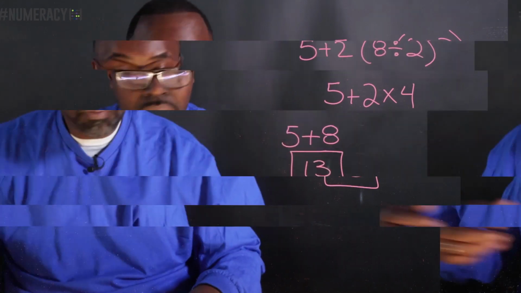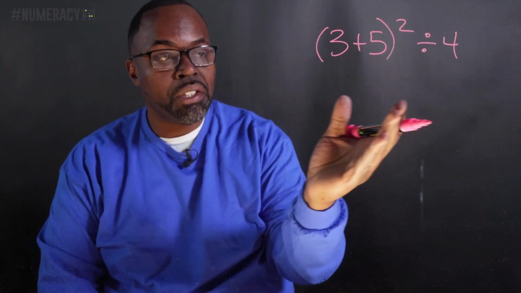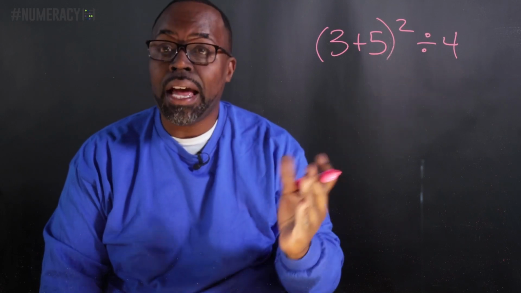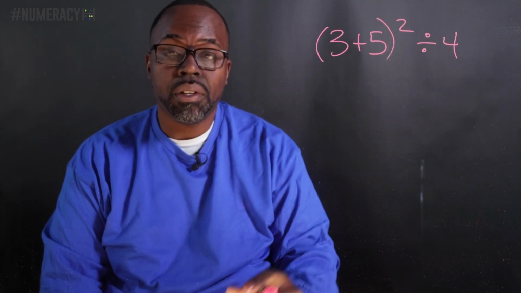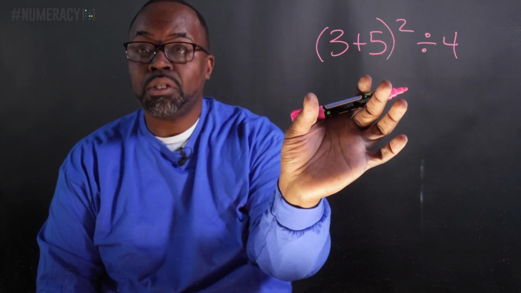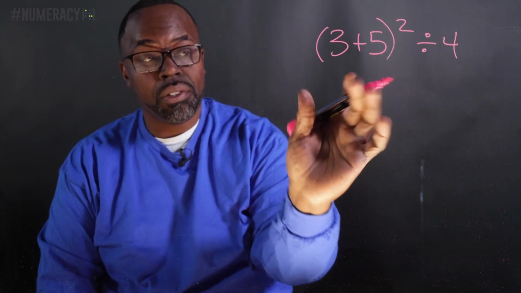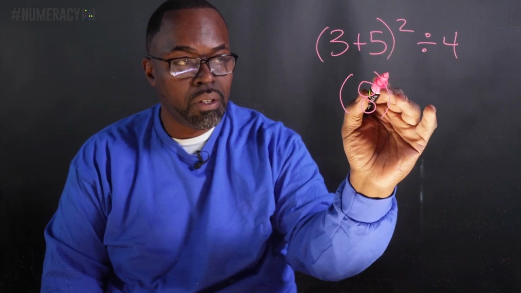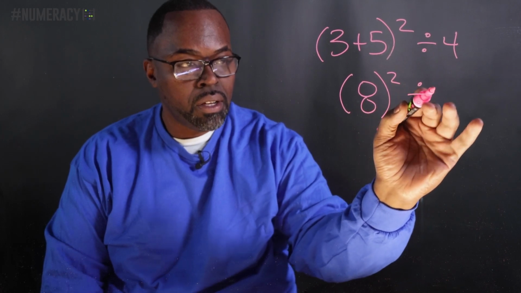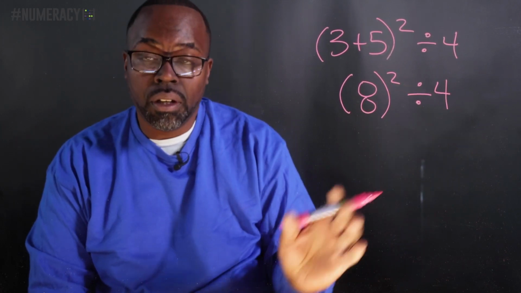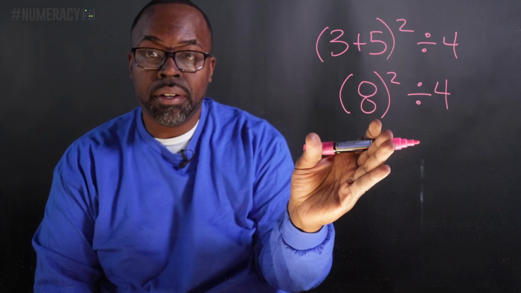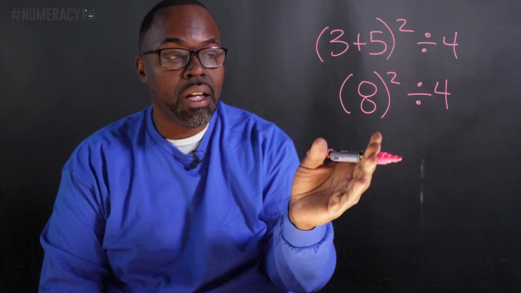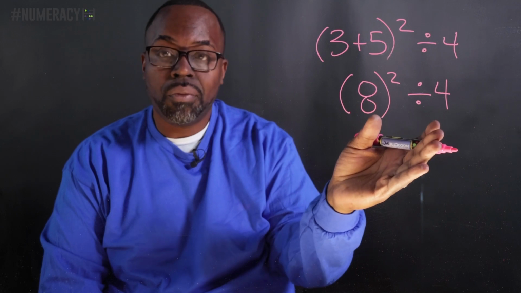Very good. In this problem, we have the expression 3 plus 5 squared divided by 4. And so we have to figure out how to solve this. Well, with PEMDAS, we see we have a parentheses. So we know that the 3 plus 5 is going to be first, which gives us a new expression, 8 squared divided by 4.